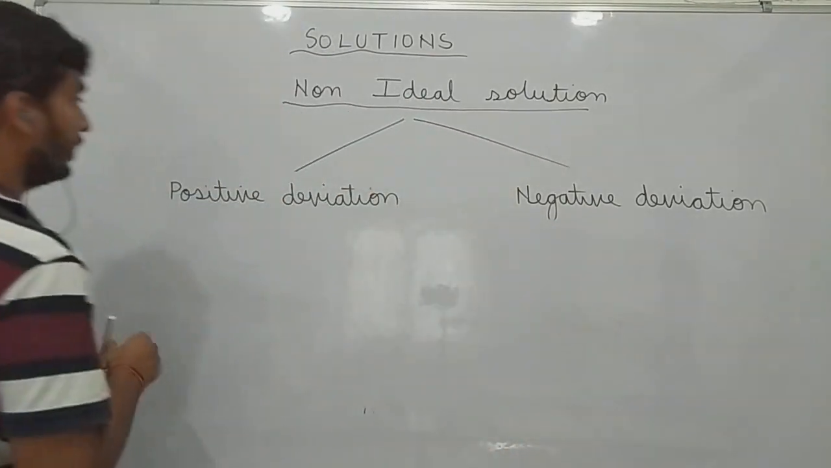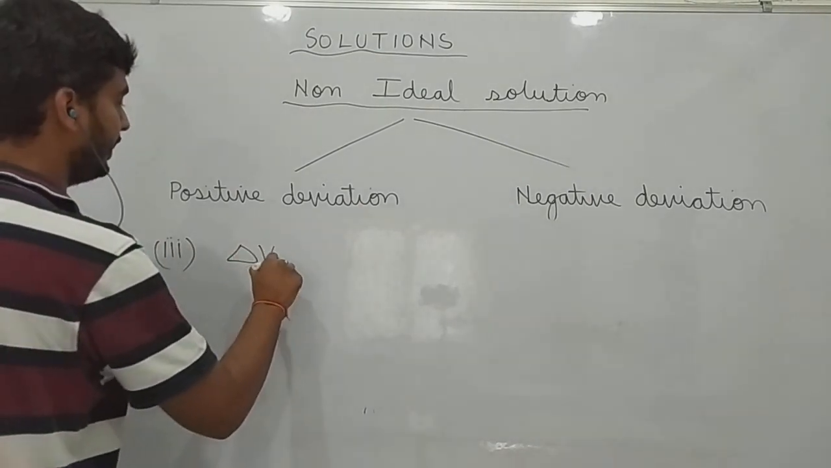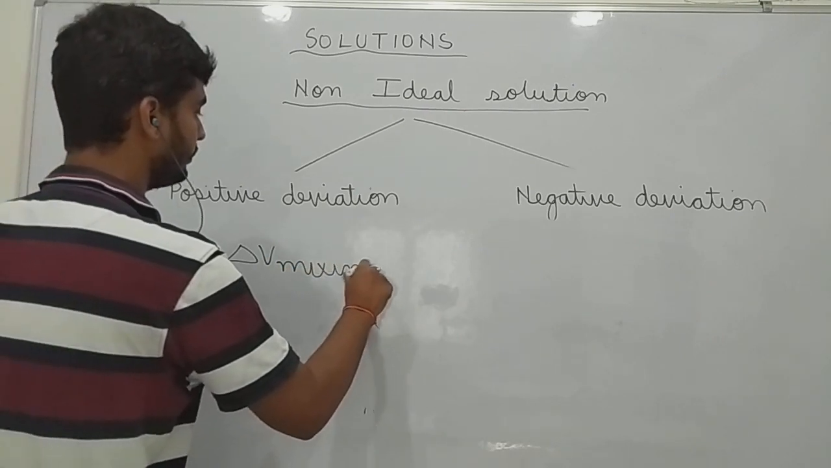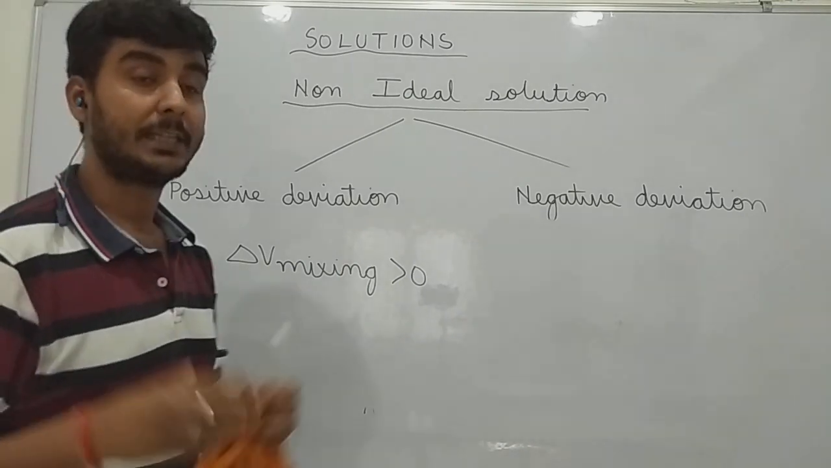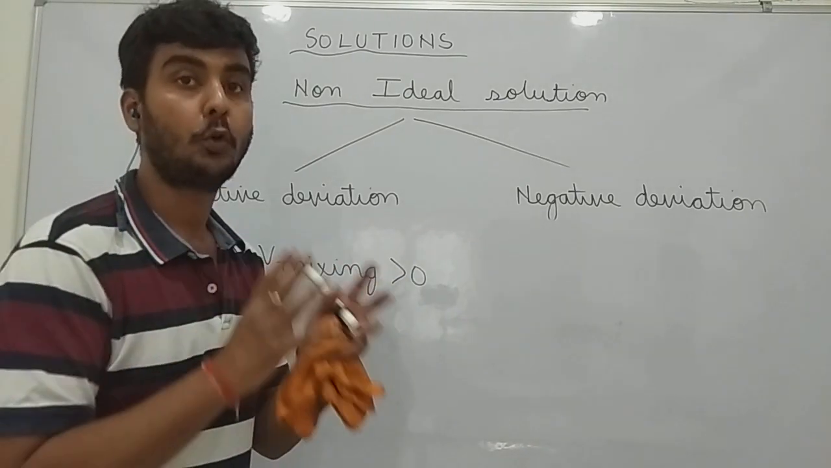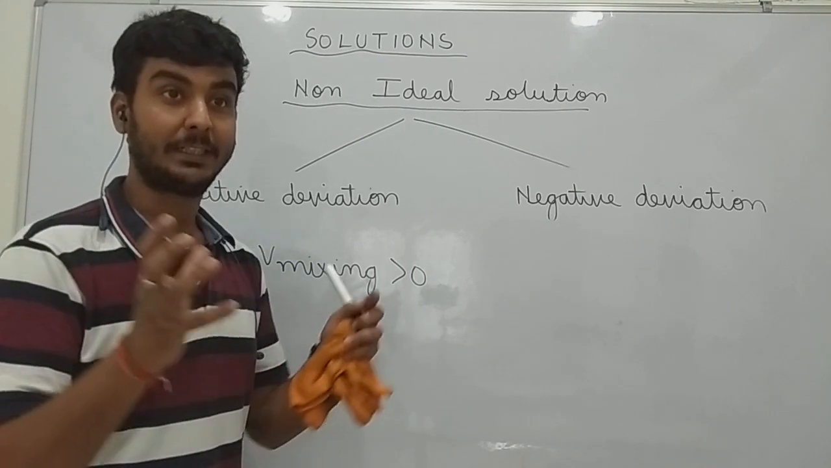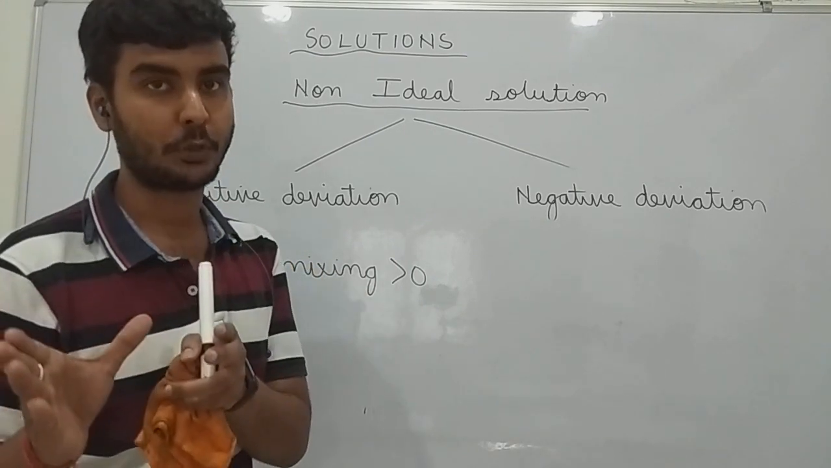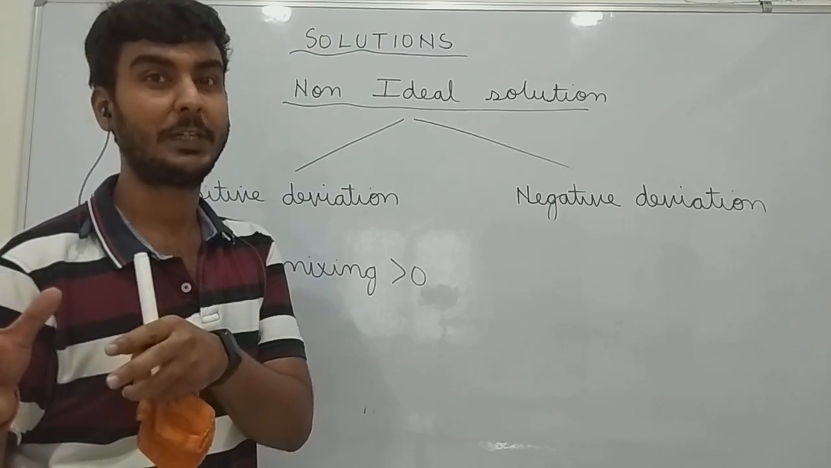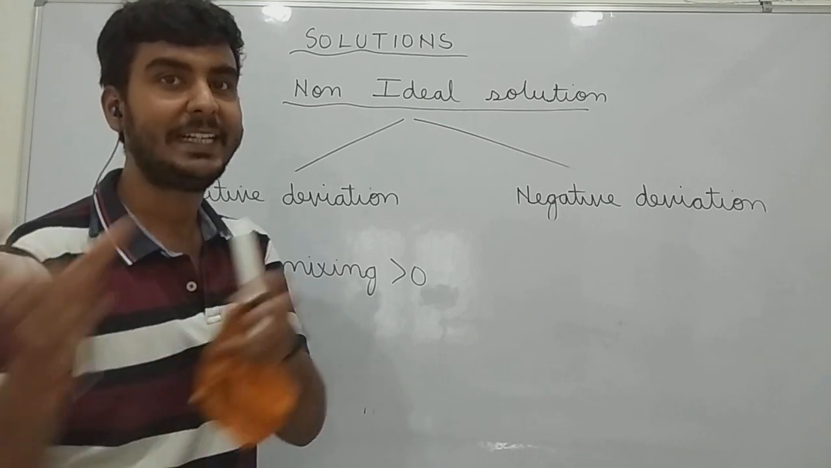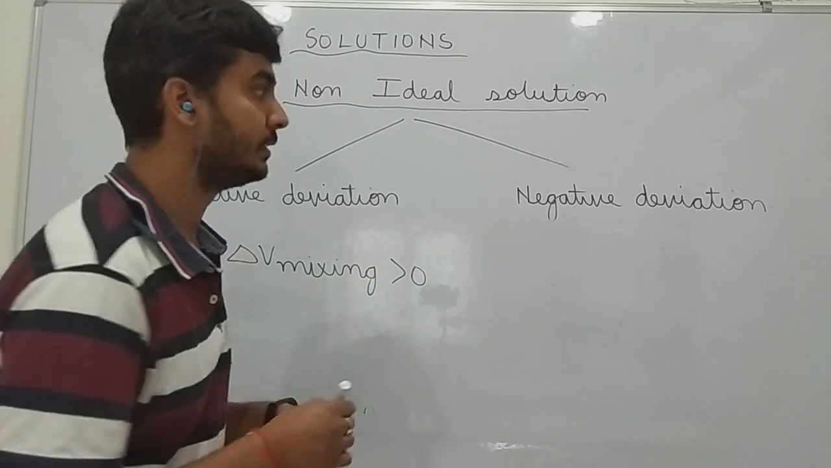So in case of positive deviation, volume change on mixing, delta V mixing, is greater than 0. What does that mean? Suppose you mix the two components to form the solution. Their volume is slightly increased. Means the final solution prepared by mixing two components will have volume slightly greater than the sum of the volume of the individual components.